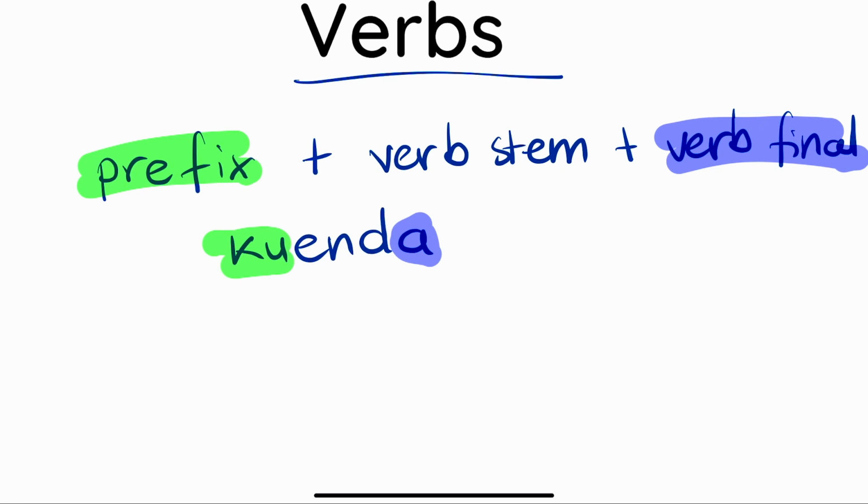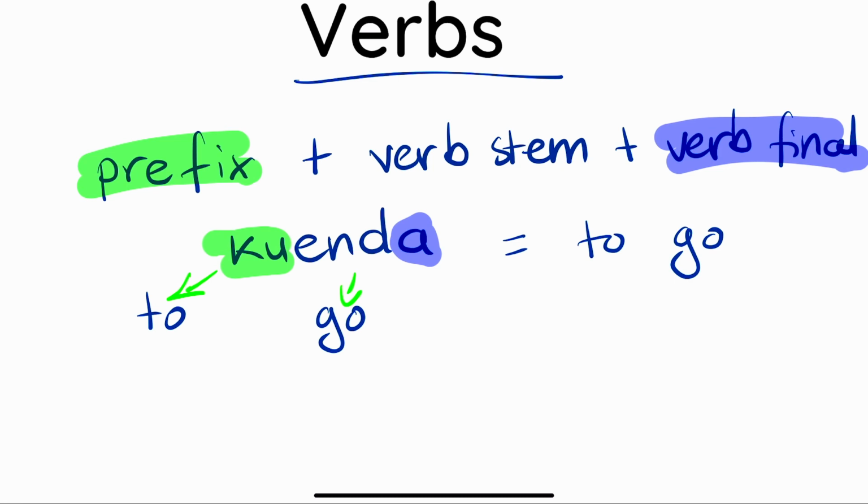Kuyenda means to go. The prefix will always tell you something. In this instance, the prefix tells us that our verb is in the infinitive. So ku means to. And enda means go. Therefore, kuyenda is to go.